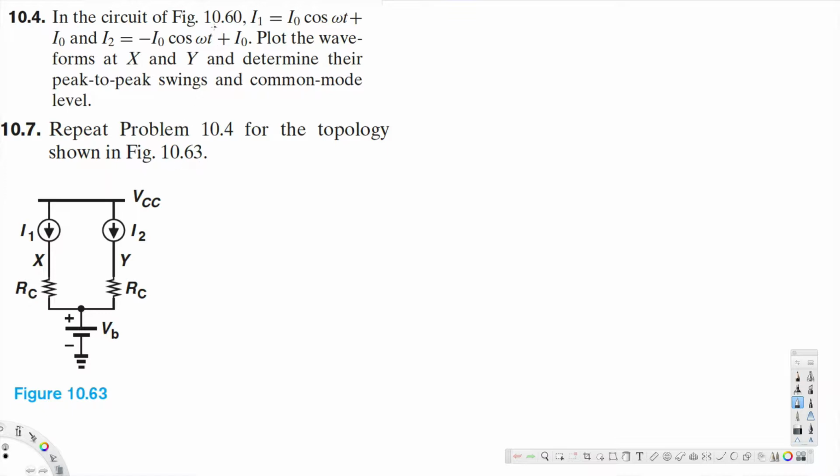Now you can see 10.60 is the previous circuit we have done. We have done this for 10.60, 10.61, 10.62, and also now we are going to do it for 10.63. Now let's go and continue.